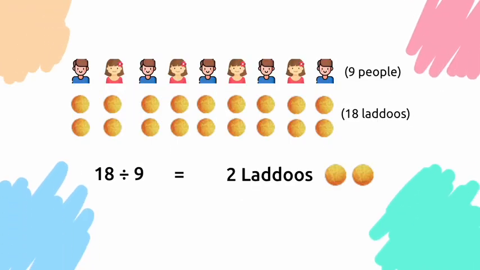Next example, if we divide 18 laddus among 9 people, each person gets 2 laddus. That's 18 divided by 9 is equal to 2. Now Dhara knows how to multiply and divide using sweets.